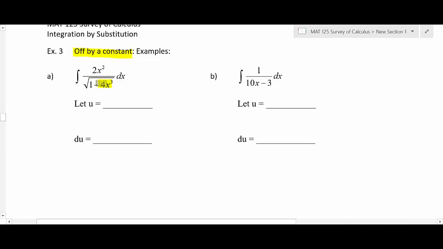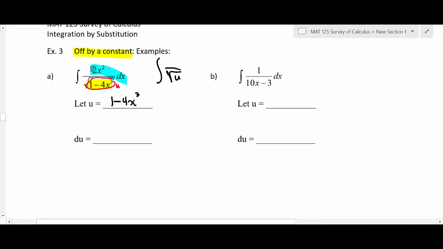What we're going to do on this one is set u equal to 1 minus 4x to the 3rd. My thinking is, if I end up with a square root of u, I can handle that because I could change that to u to the 1/2, bring it to the top, making it u to the negative 1/2, and I can integrate. If this is u, this is going to be slightly different than the problems we just did.